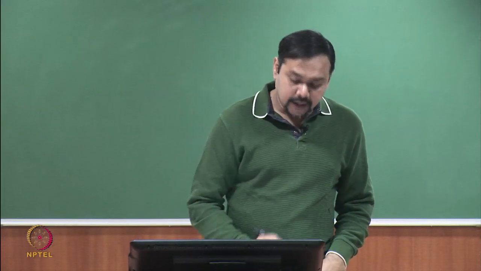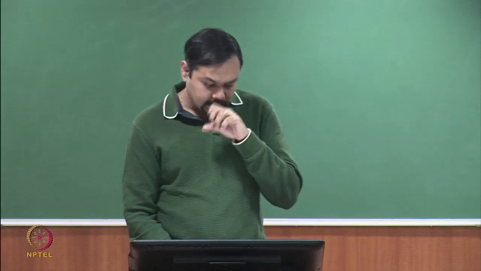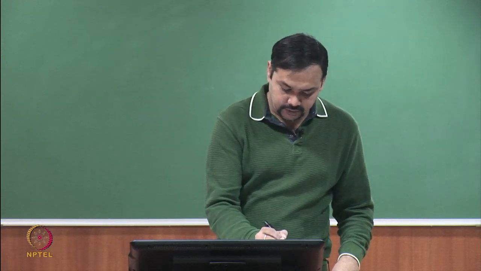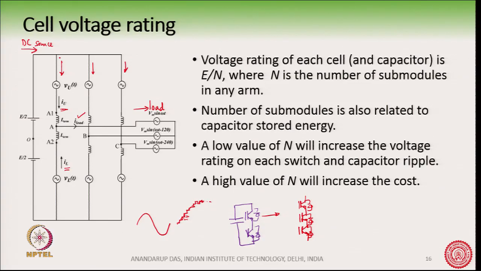So, therefore, the AC component of the current which is flowing through here must be compensated. Compensated for what? So that the capacitors hold their voltage. The capacitor voltages do not diverge, either up or down. So, how can it be compensated?